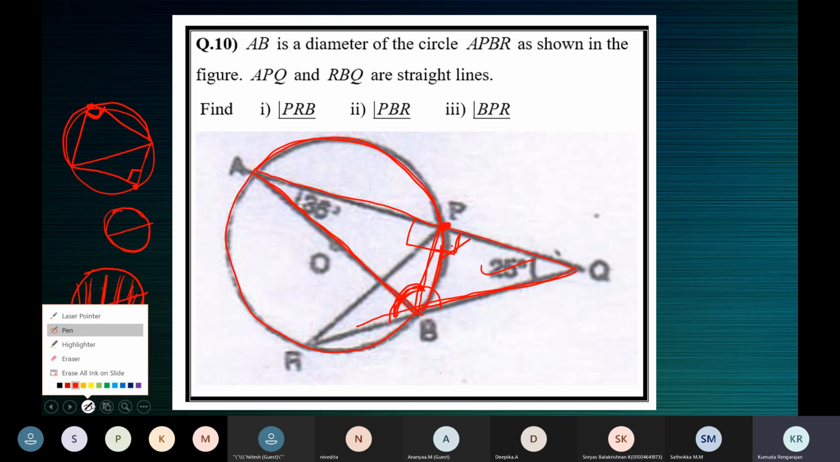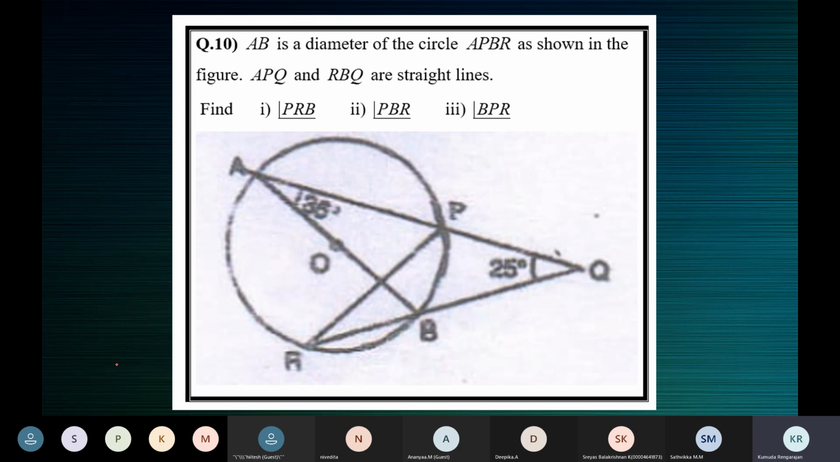That you can tell me. Let me repeat angle PBR. AB is the diameter. P is the point on the semicircle. Join the ends. Bring the ends of the diameter to the point P. In other words, join AP, join BP.